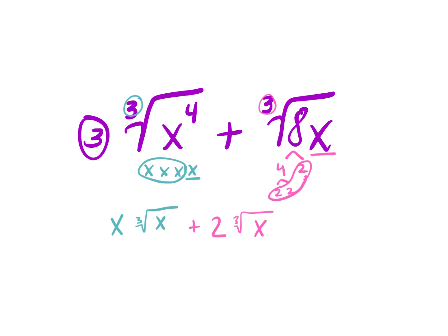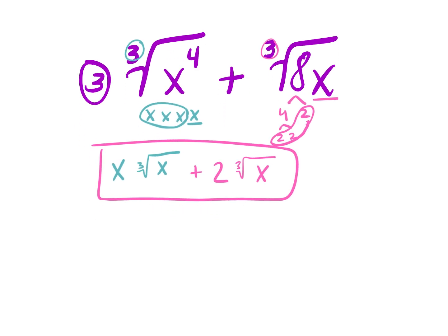But are they like terms? No. So we can't add them together. So this would be our final answer. I think on the answer key, Miss Glick might have written it like x plus 2 times the cubed root of 3. Either way is fine, as long as you know that you can't add them together.